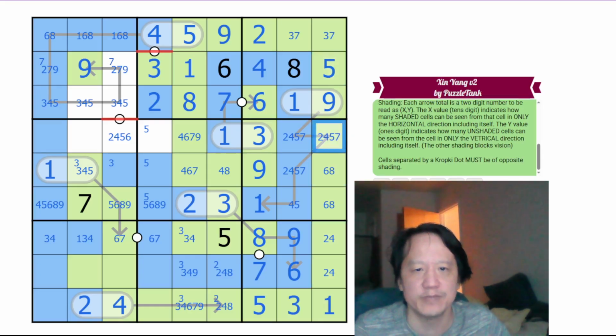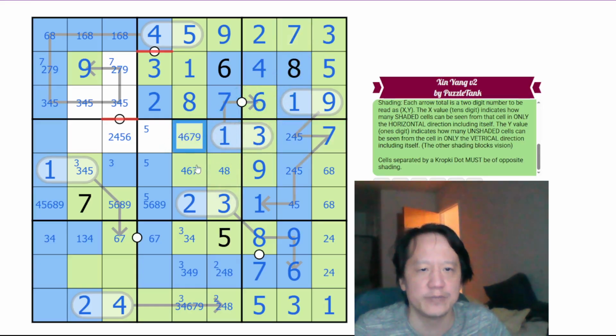This can't be 5 because of 5 in the column, so it's 7, which makes this not 7. That's 3, which makes that 7. That's 7, can't be 7 here. 7 eliminates 7 in the rest of the row. This can't be 9, no 9 there.